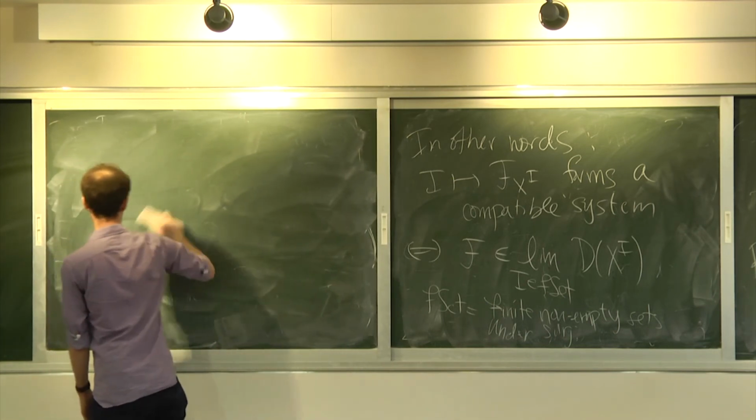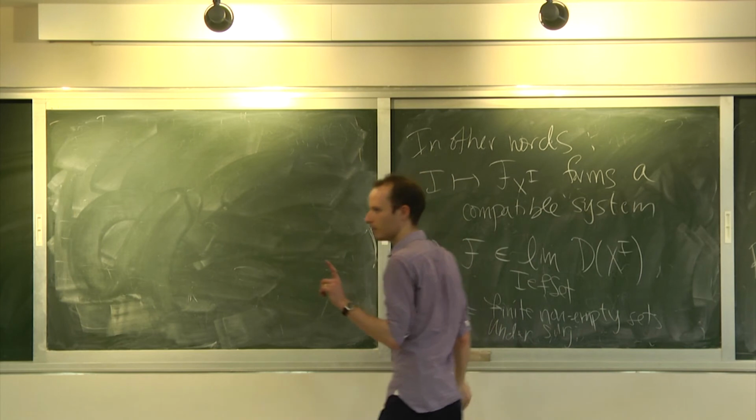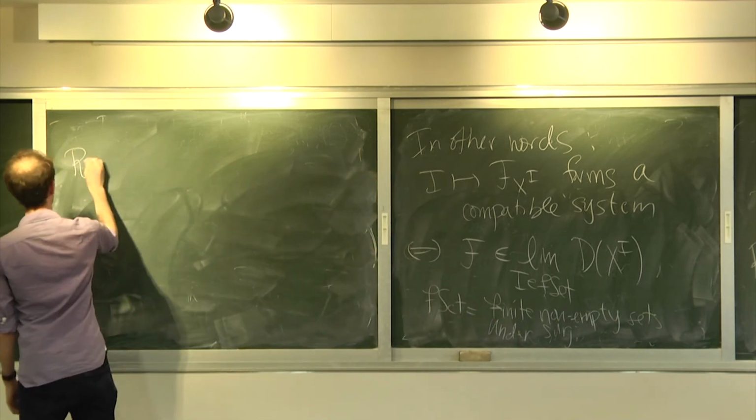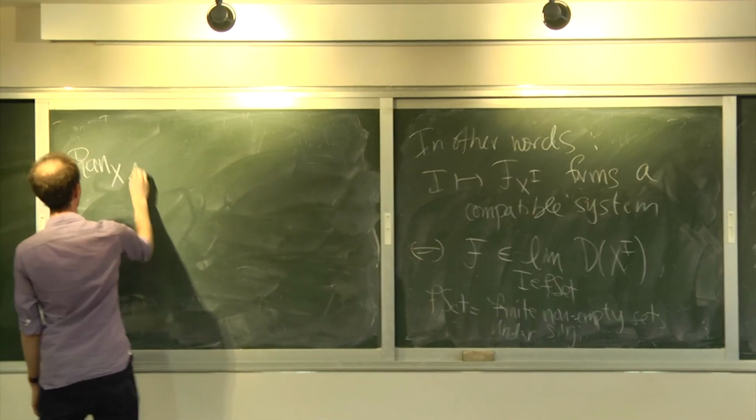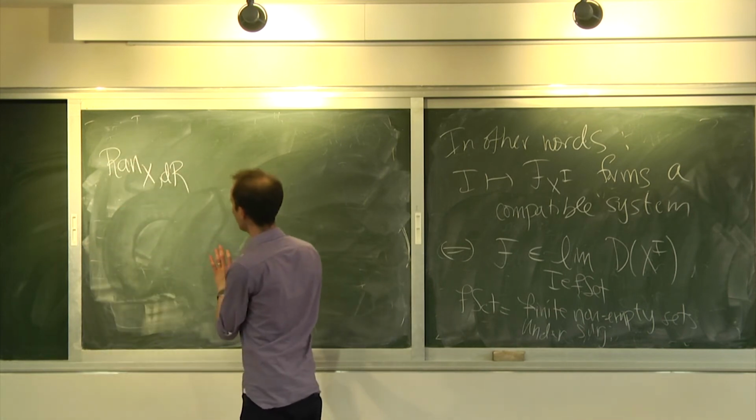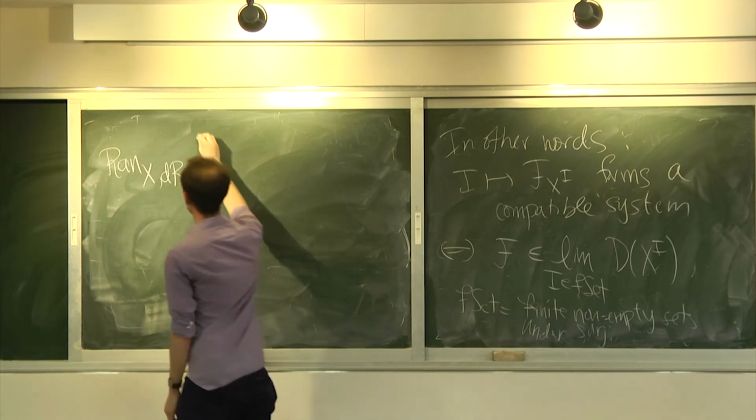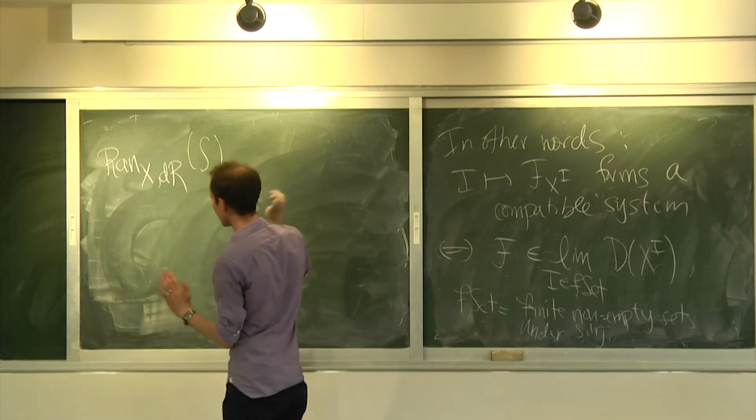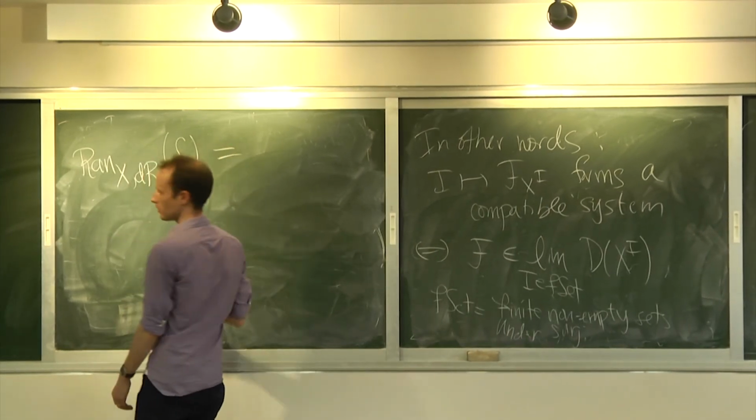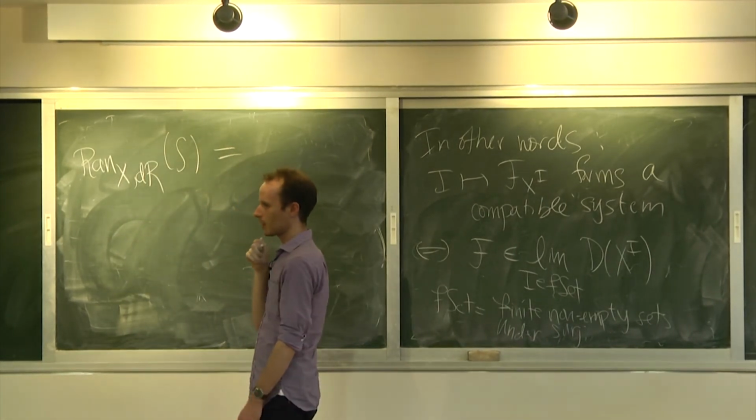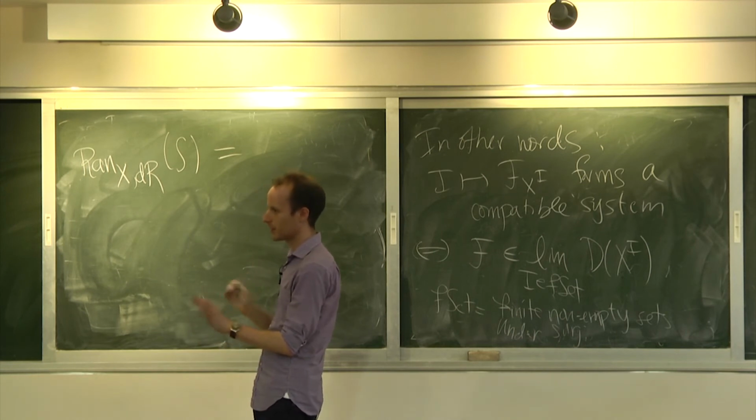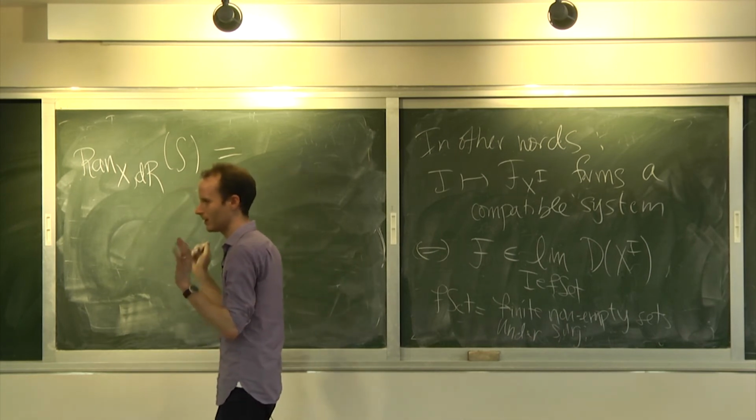So let me make one comment on it. In fact, this pre-stack, it's easy to describe. I'm going to describe its derived space instead, just to make my life slightly easier, but it's not so serious. So wait, so derived space is easier to describe than the thing itself? Slightly. It's not a huge deal.